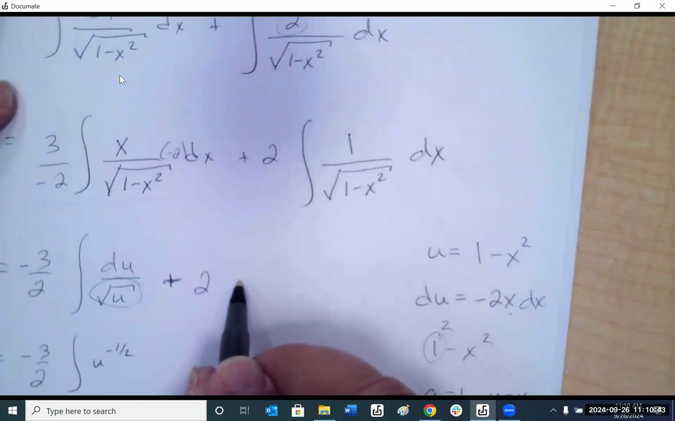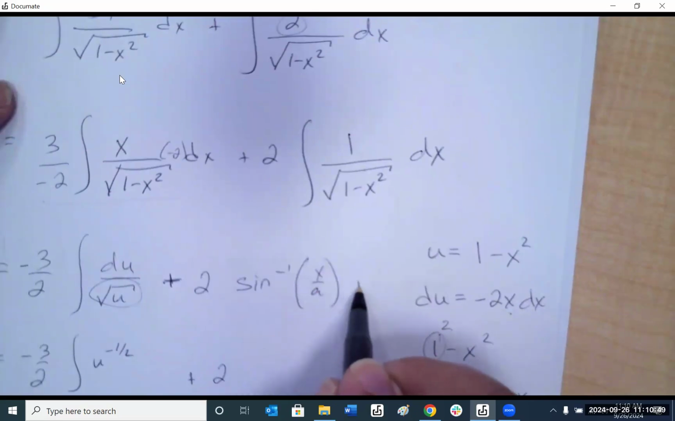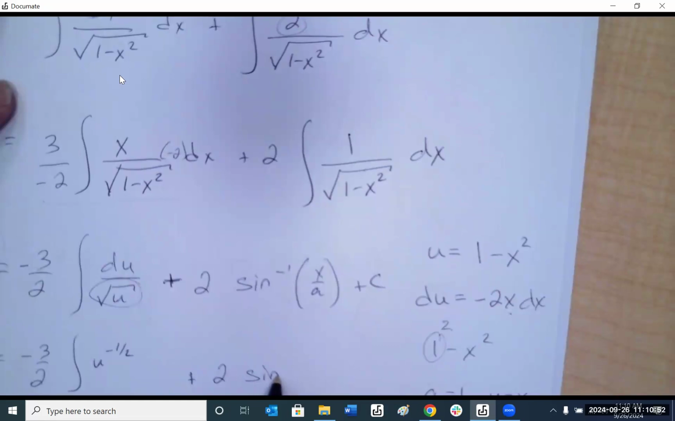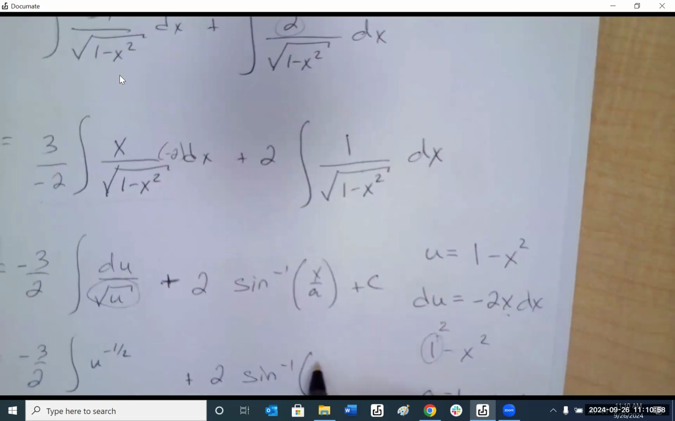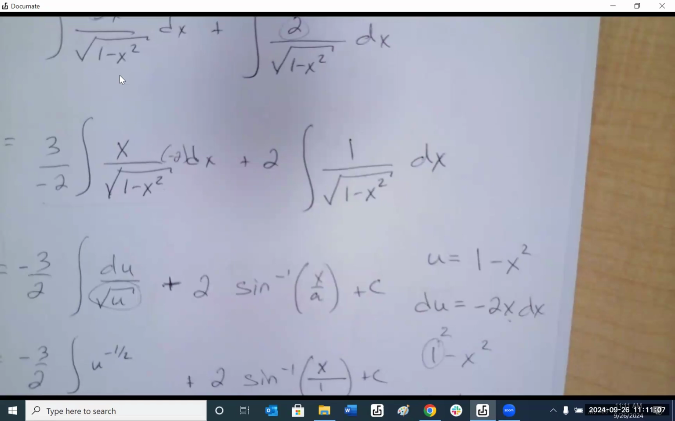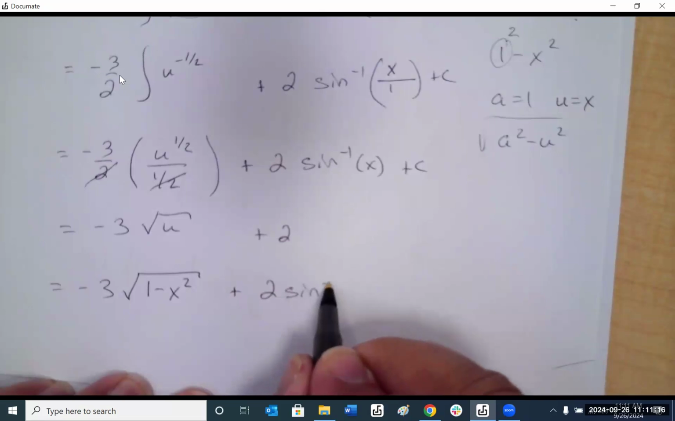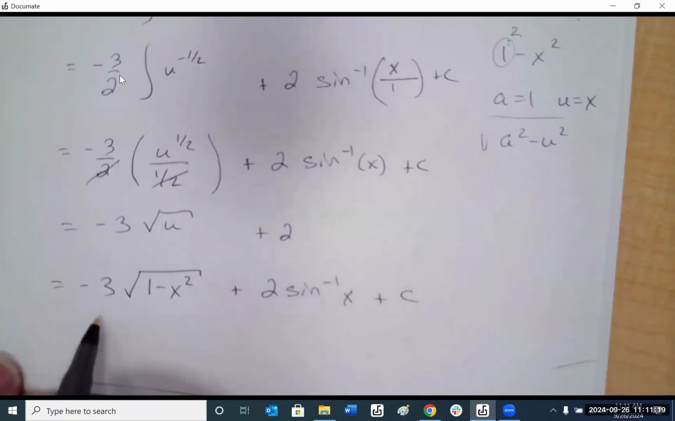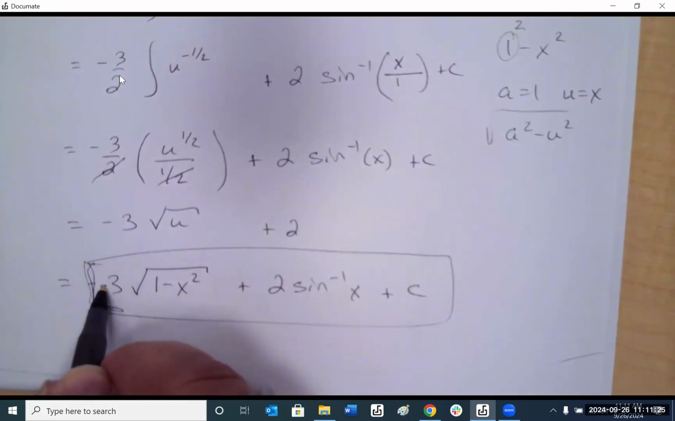So this one becomes the inverse sine of x over a plus c. So the inverse sine of x is x, a is 1. So it's inverse sine of x plus c. And that's our answer. Oops. It's a negative 3.